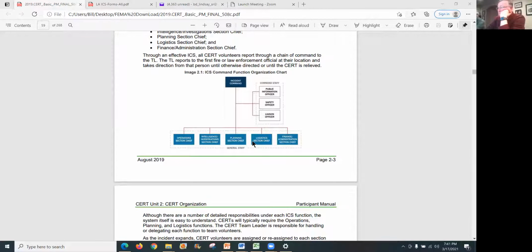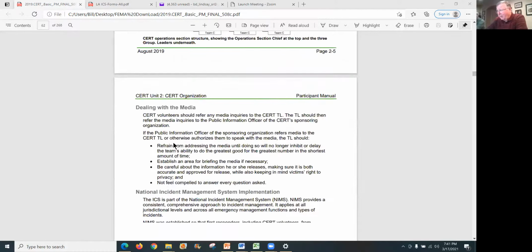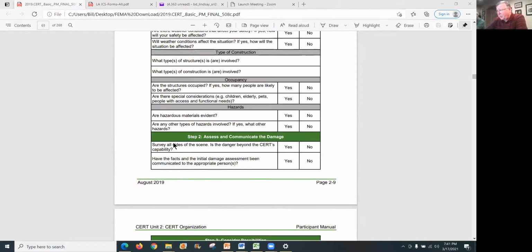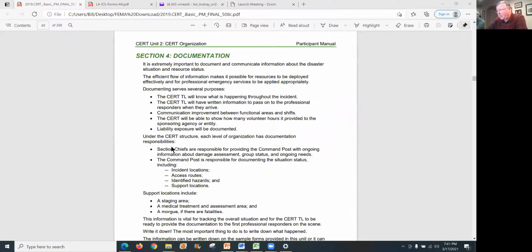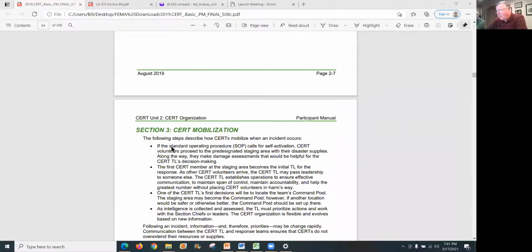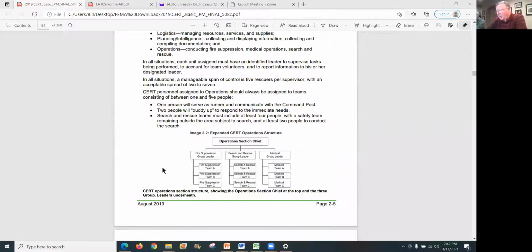Logistics takes care of your ham radio people and all your spontaneous volunteers and gear or tools or food or whatever you need, or buildings. That goes under logistics. Over here under operations is where, I'm getting into number 2 now. In operations, excuse me. You go to operations here, and if you look, operations does many different things.